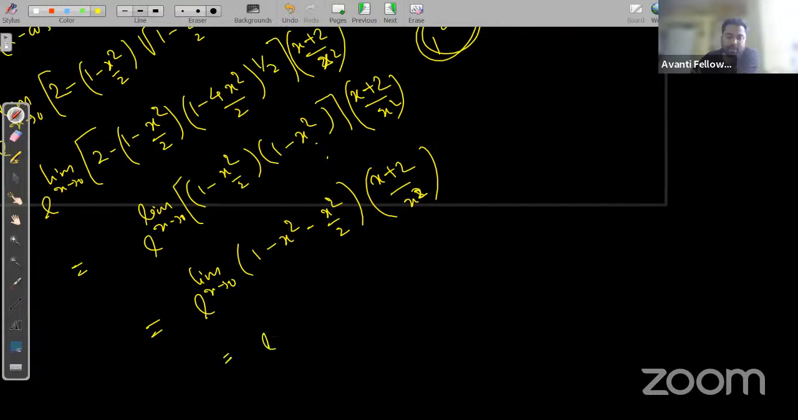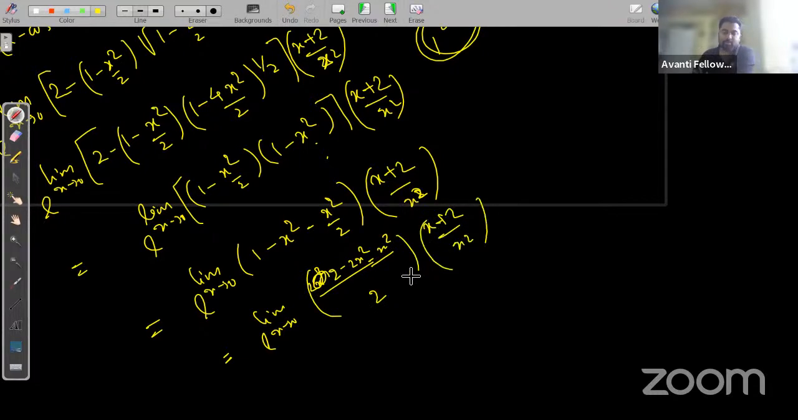Okay, let's take the limit extending to 0. This will be 2x square minus 2 minus 2x square minus x square by 2 into x plus 2 by x square. So this will be to the power limit extending to 0. This will be 2 minus 3x square by 2 into x plus 2 by x square.